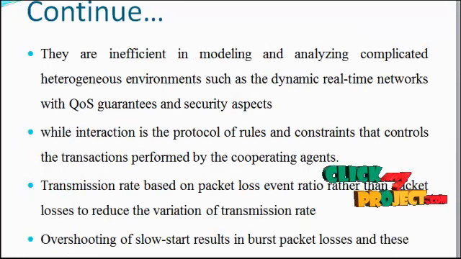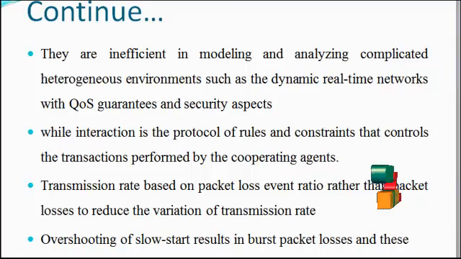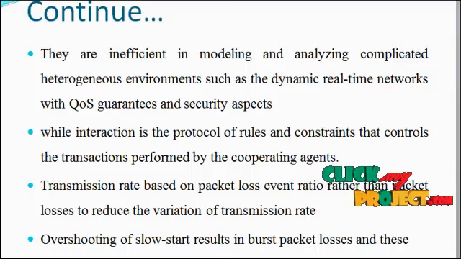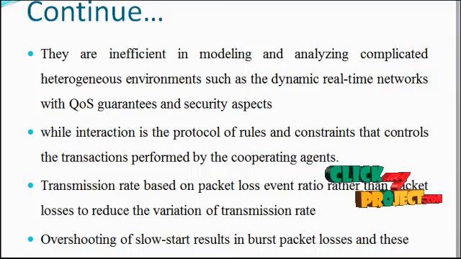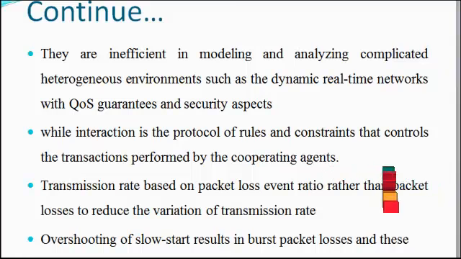They are inefficient in modeling and analyzing complicated heterogeneous environments such as dynamic real-time networks with QoS guarantee and security aspects, while interacting is the protocol of rules and constraints that controls the transaction performed by the cooperating agents. Transmission rate is based on the packet loss event ratio rather than packet loss to reduce the variation of transmission rate. Overshooting of slow start results in burst packet losses, and these losses degrade the quality of streaming service.